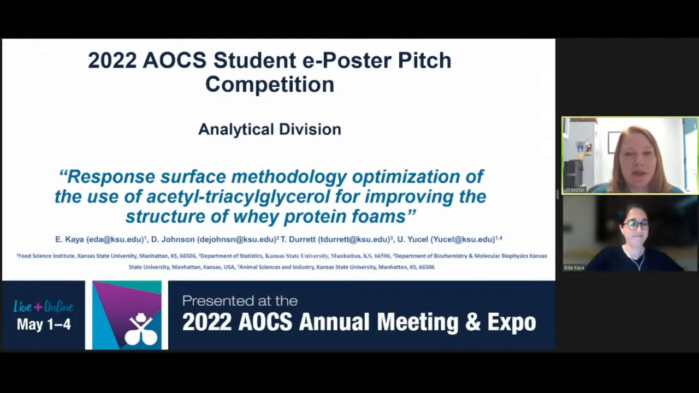She's working on a PhD project, characterization and development of sorghum DDGS for value-added food applications, which is funded by the Global Food Systems Seed Grant Program and supported by the U.S. Department of Agriculture. The title of her presentation today is Response Surface Methodology Optimization of the Use of Acetyl-triacylglycerol for Improving the Structure of Whey Protein Foams. So Ada, good luck.